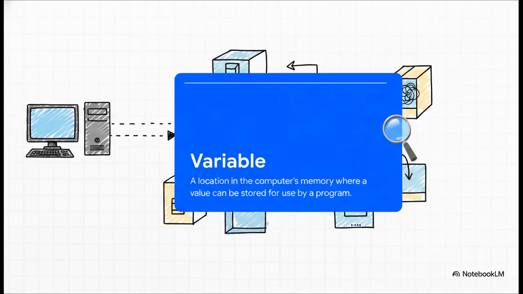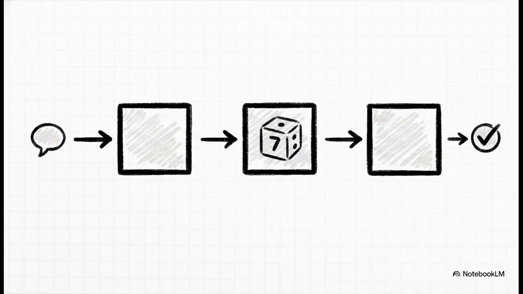And that's really the heart of it. A variable is just a fancy name for a spot in the computer's memory that we've decided to give a name to. That named location is our labeled box, and it's just sitting there, waiting for us to put something inside. So what kind of stuff can we put in these boxes?